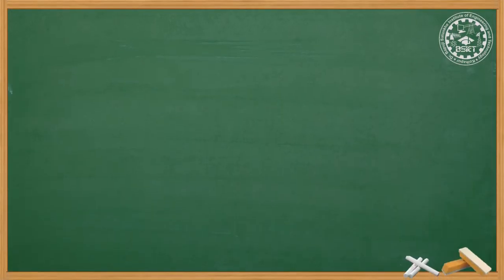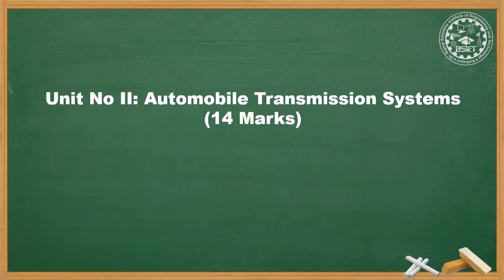From today's session, we are going to start with unit number 2, that is automobile transmission system. This chapter consists of 14 marks and the main parts of an automobile vehicle, that is clutch, gearbox, propeller shaft, differential, axle, will all be studied in this chapter. This chapter is of 14 marks and is much important.